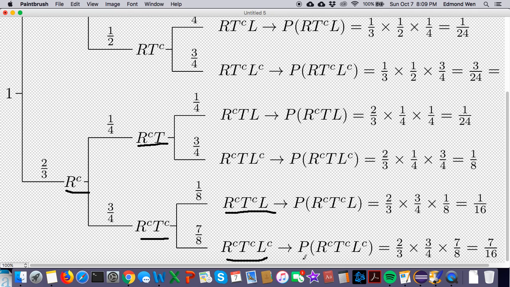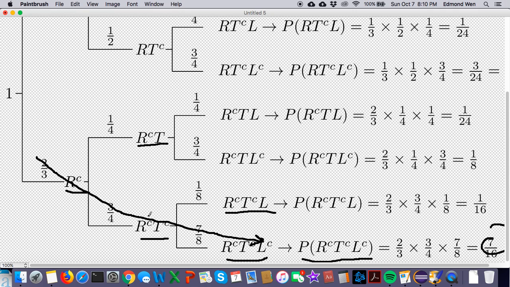So the probability of RC, TC, and LC all occurring together is 2/3 times 3/4 times 7/8, which is equal to 7/16. You'll see that these numbers come from just following down the path till the end. This is an extremely simple way of understanding conditional probability, which is essentially just the chance of something happening based on prior things that happened as well, which is demonstrated here.